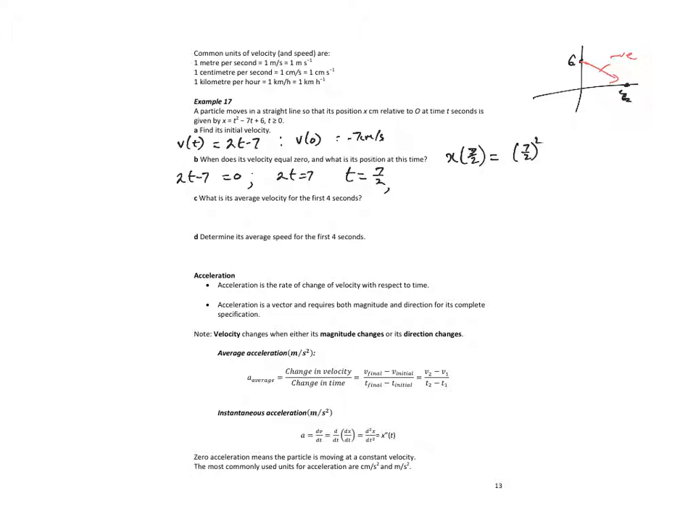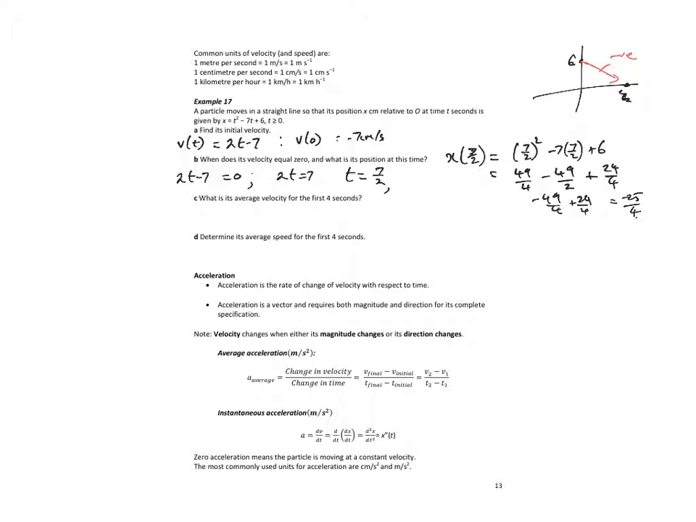7 on 2 squared minus 7 times 7 on 2 plus 6, which is equal to 49 on 4 minus 49 on 2 plus, let's make that on 4, 24 on 4. So that becomes negative 98 on 4, so negative 49 on 4 plus 24 on 4, negative 25 on 4. So what does that mean? That's where I am when the velocity is 0, or when my turning point occurs.